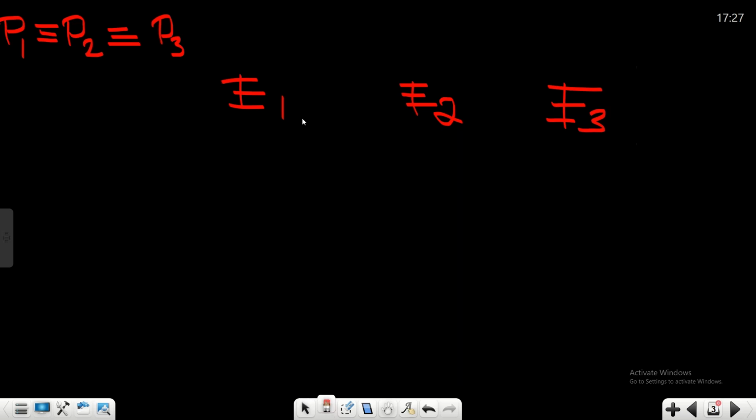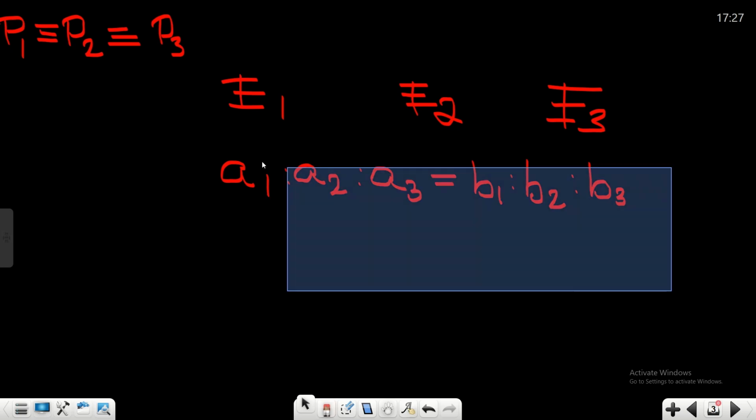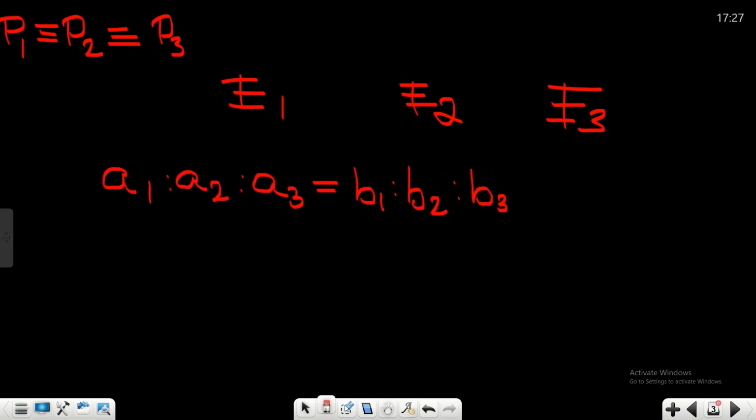Now if you extract the coefficients of x from E1, you will get a1, and from E2 you will get a2, and from E3 you will get a3. And this should be equal to b1 is to b2 is to b3, and this should be equal to c1, c2, c3, and that should also be equal to d1, d2, d3. Why are these ratios equal? Because the planes are identical.